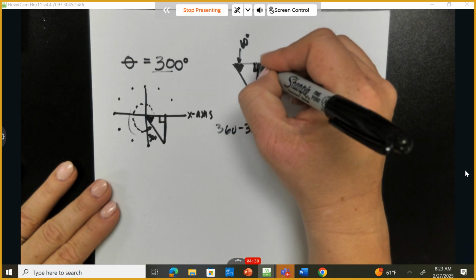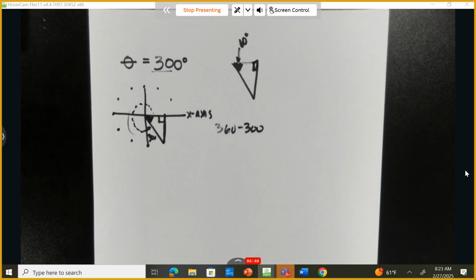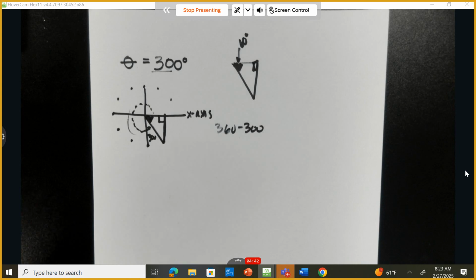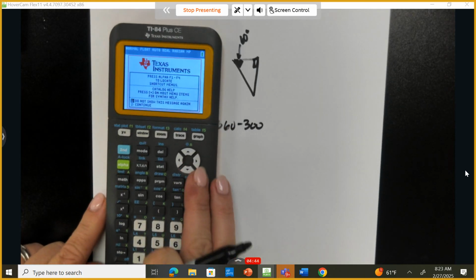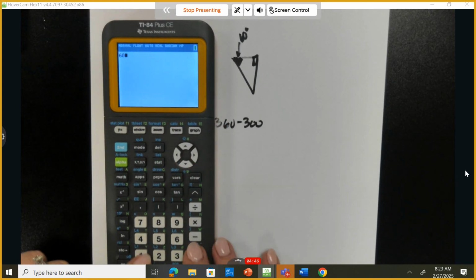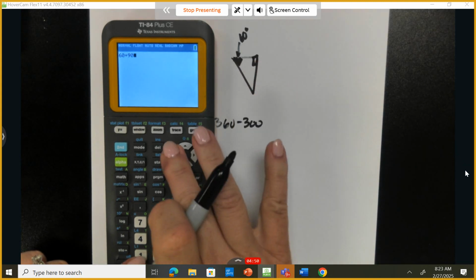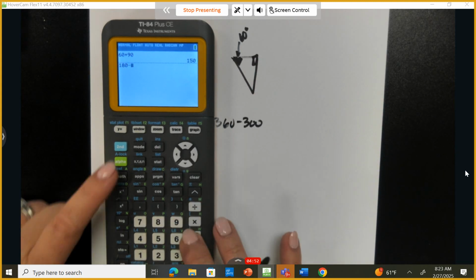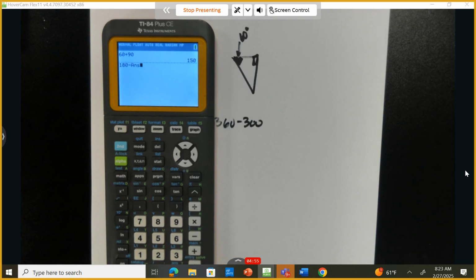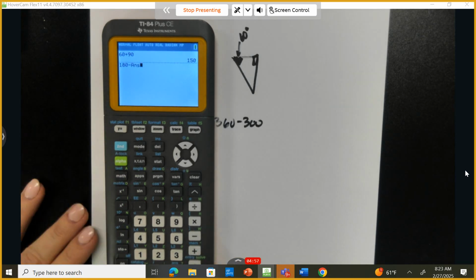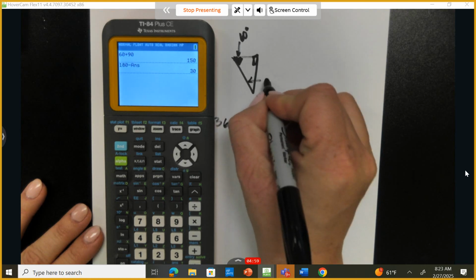I know that this is a right triangle, and that the interior angles of a triangle add up to 180. So many of you could do this in your head. If not, you're going to go 60 plus 90, and then we want to know, what is this remainder? So when I get that amount, I'm going to subtract it from 180, because the interior angles of a triangle add up to 180. This is 30.